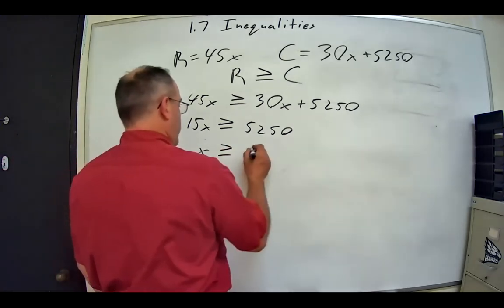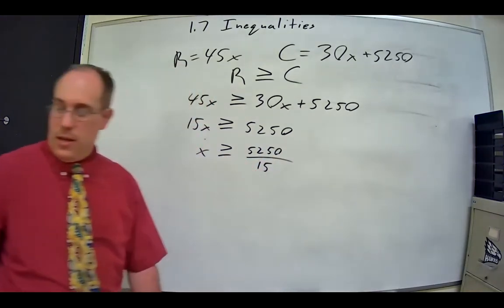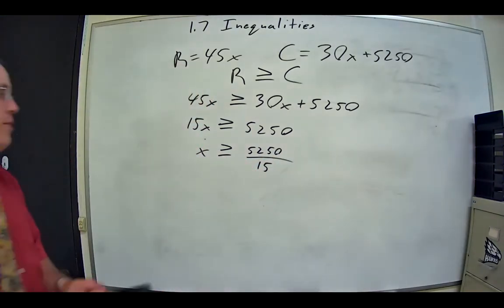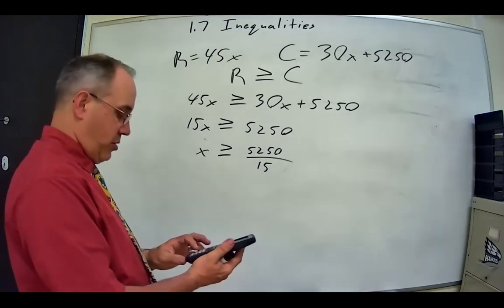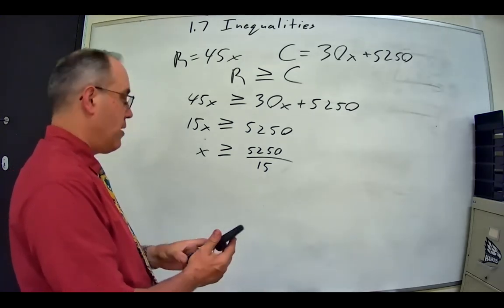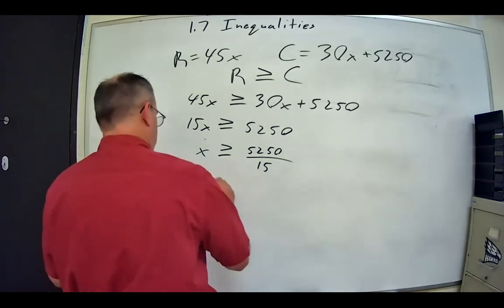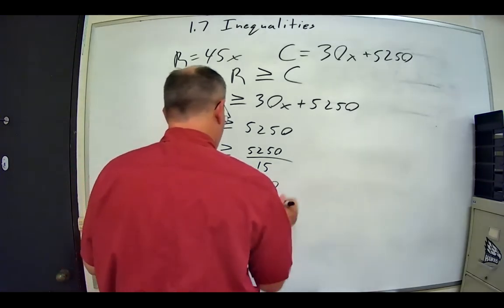So x greater than or equal to 5250 divided by 15. I grab my handy dandy calculator. One should always have a calculator on hand. 5250 divided by 15 gives me x greater than or equal to 350.